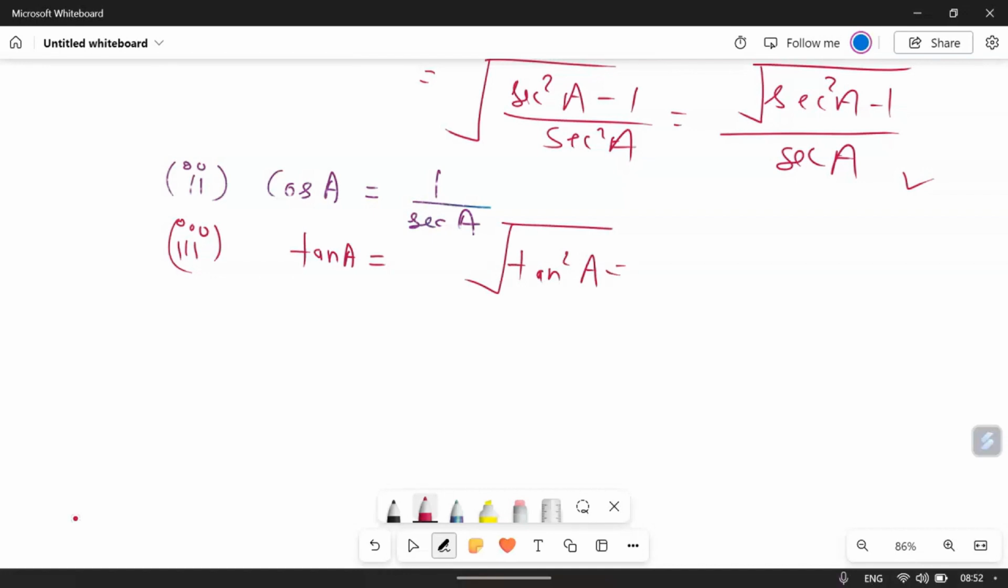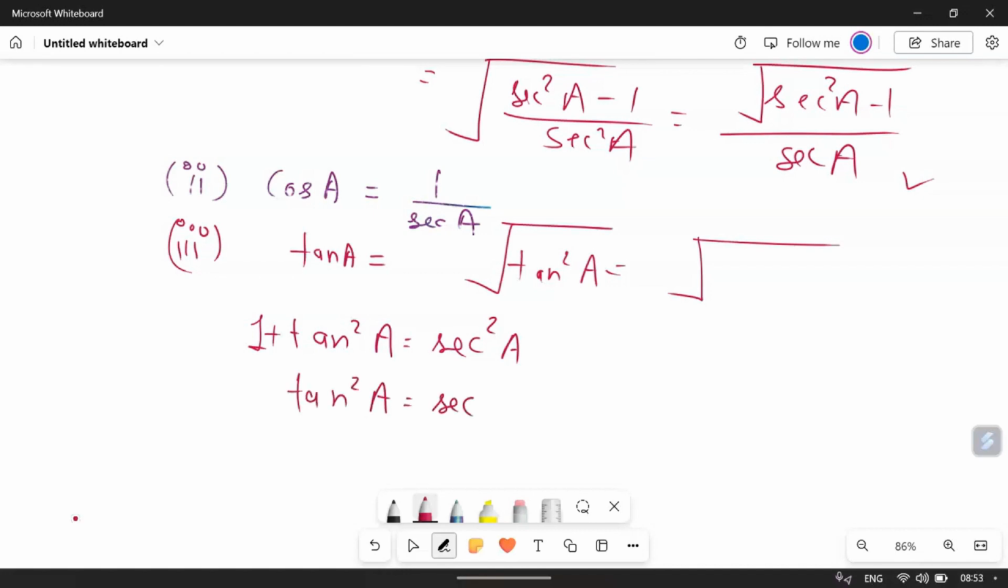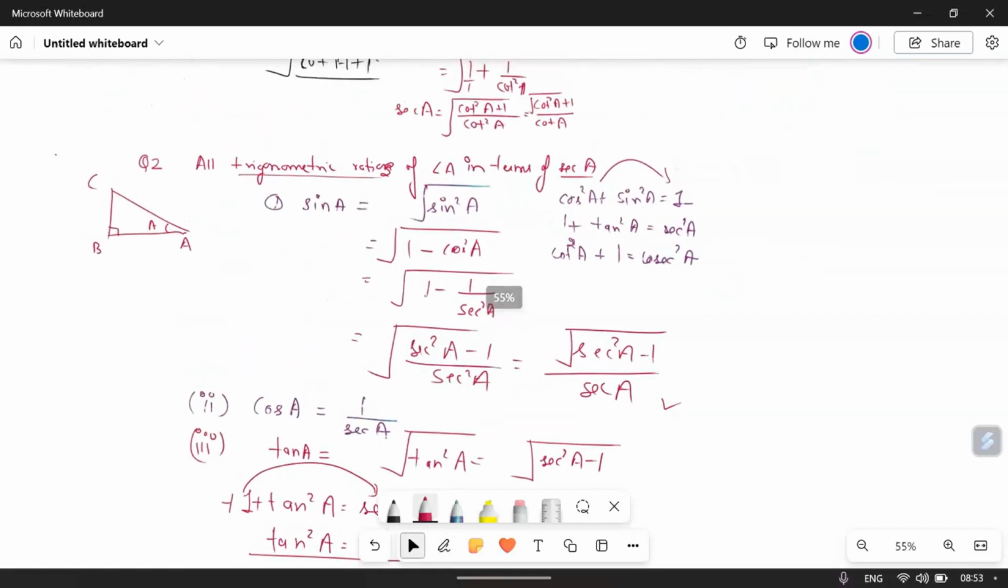Now, tan square A can be written with respect to the identity, since the identity is 1 plus tan square A should be equal to sec square A. So tan square A can be written as sec square A minus 1. This 1 will go here because it is plus, so it will go to the other side as minus. Now we will convert it. Sec square A minus 1. Same thing as before.